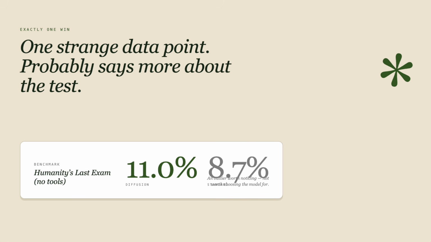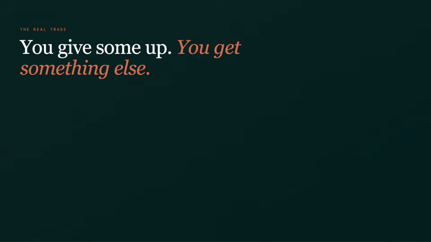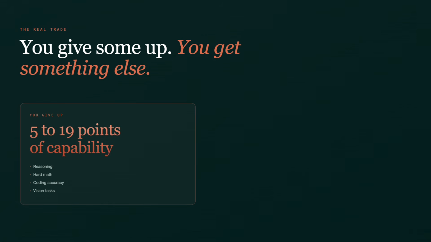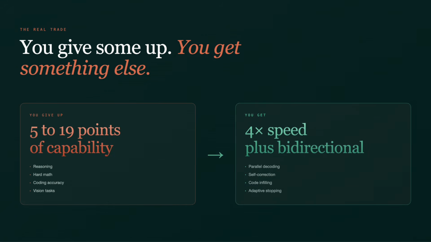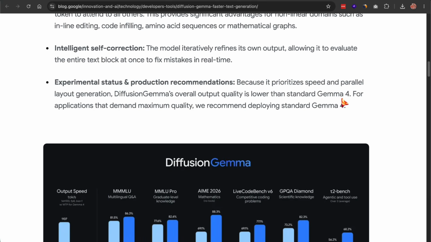So this is a real trade. You're giving up maybe 5 to 19 points of capability, depending on the task, and getting 4 times the speed plus the bidirectional tricks. Google flat out says if you need maximum quality, run standard Gemma 4. DiffusionGemma is labeled experimental, and they mean it.